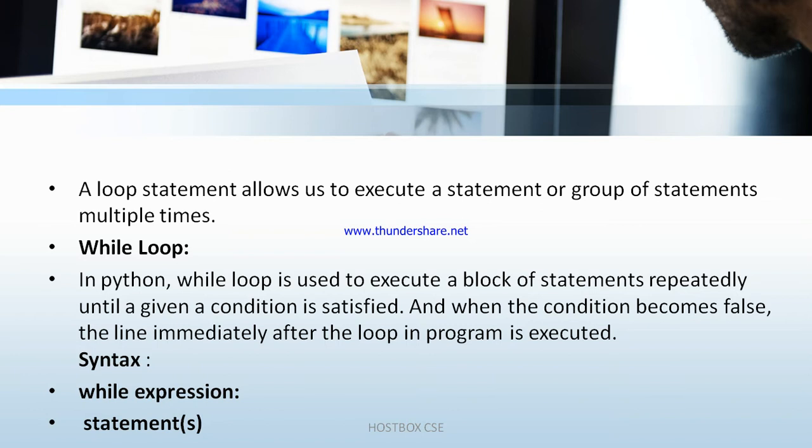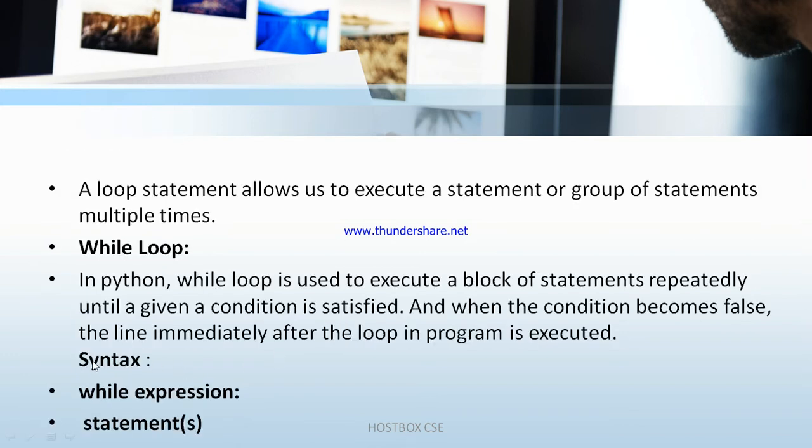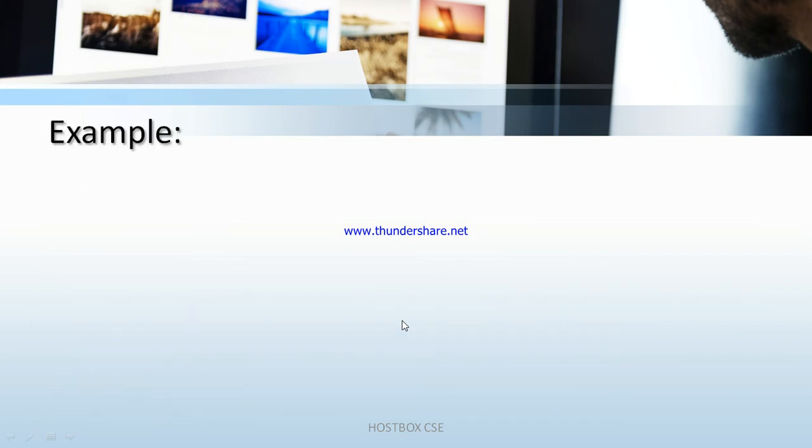Now come to the while loop. What is the use of the while loop in Python? The while loop is used to execute a block of statements repeatedly until a given condition is satisfied. And when the condition becomes false, the line immediately after the loop in the program is executed. So whenever you use the while loop, it will execute a block of statements as long as the condition is true. Once the condition is false, it will come out of the loop. Before that, you should know the syntax. The syntax of the while loop: while expression, colon, then statements. Very simple.